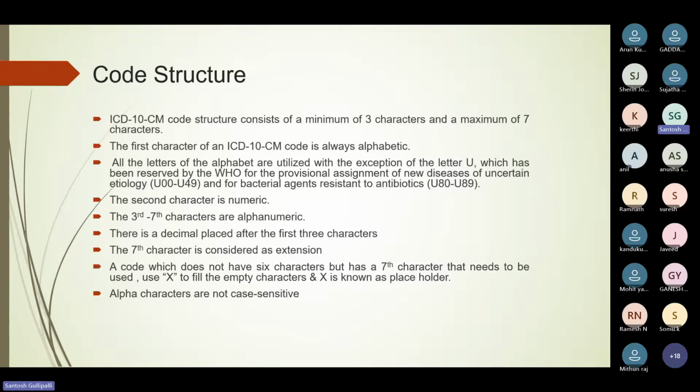Do you understand what is meant by etiology? Yes. You want one more example? Yes, sir. I will tell you one more example.